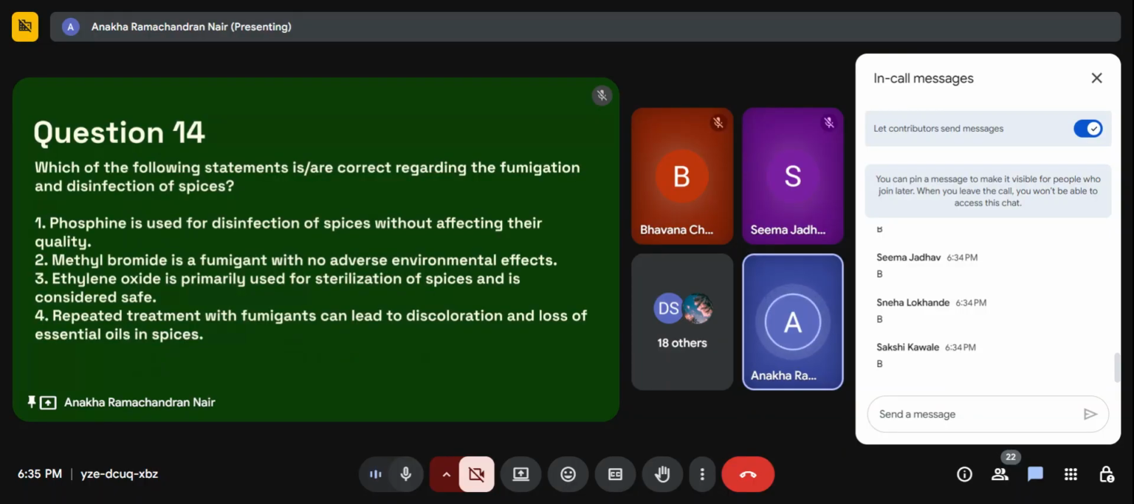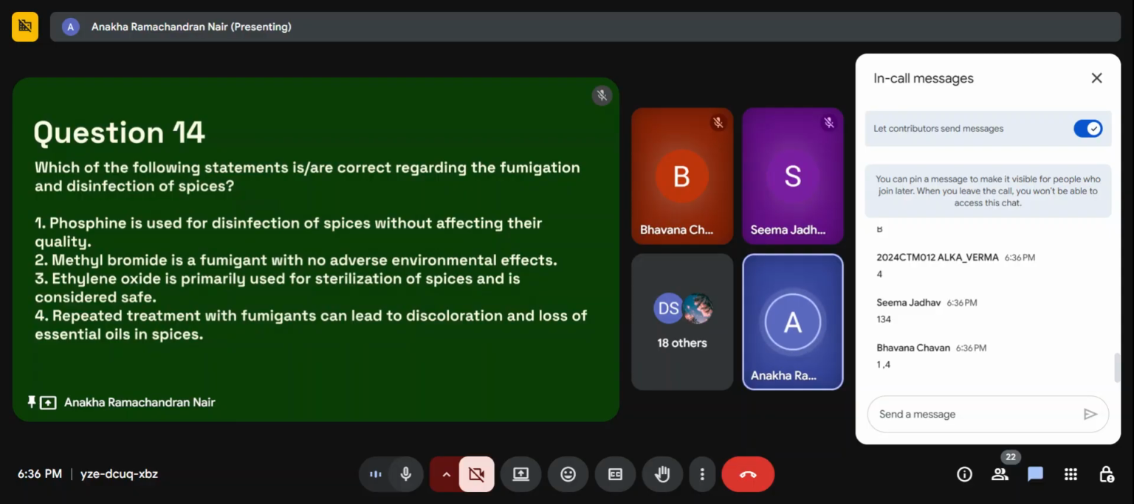Again, this is a which statement is correct question, regarding fumigation and disinfection of spices. This is a much more theory question, so it is something that you might have followed, but you might not remember now because it might be more difficult to remember. There are four options. Option 1: phosphine is used for disinfection of spices without affecting their quality. Option 2: methyl bromide is a fumigant with no adverse environmental effects. Option 3: ethylene oxide is primarily used for sterilization of spices and is considered safe. And option 4: repeated treatment with fumigants can lead to discoloration and loss of essential oil in spice.